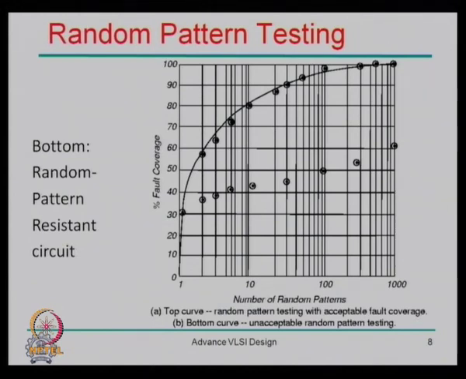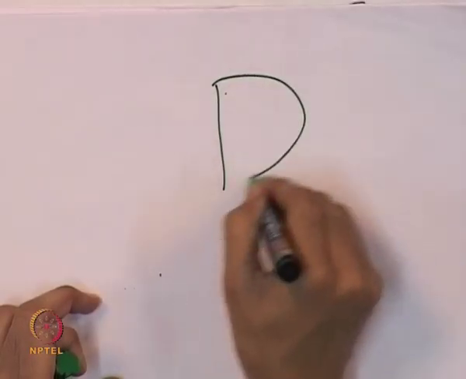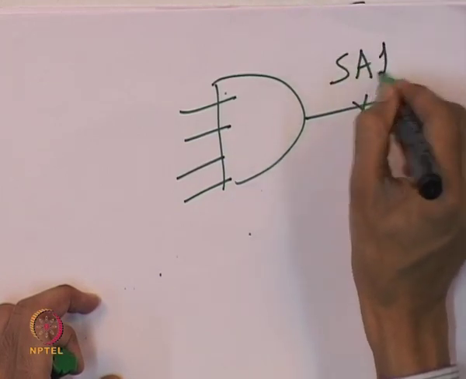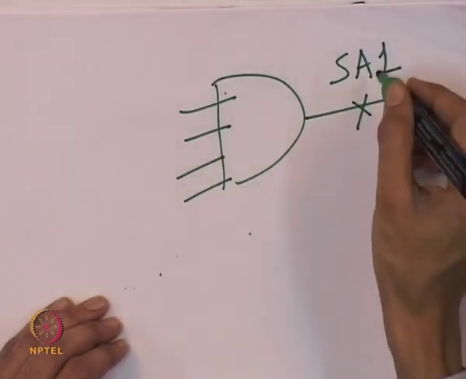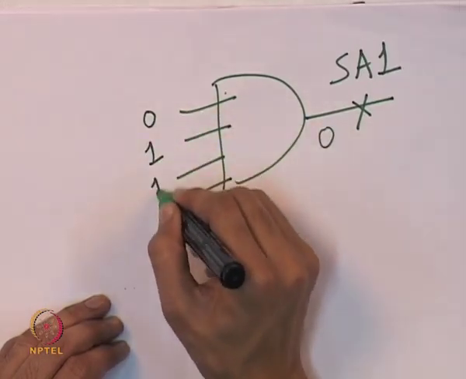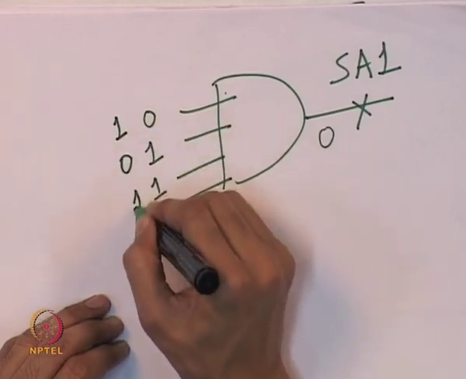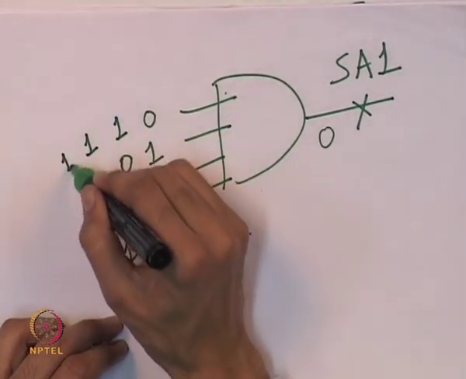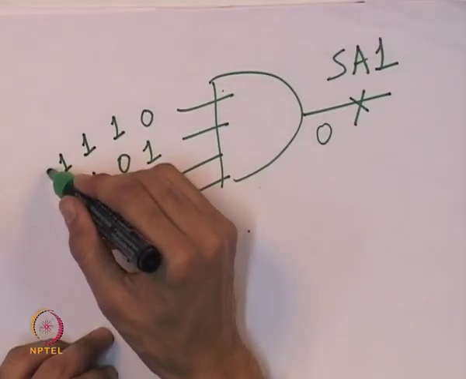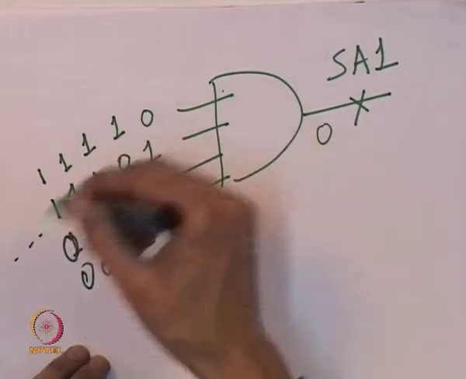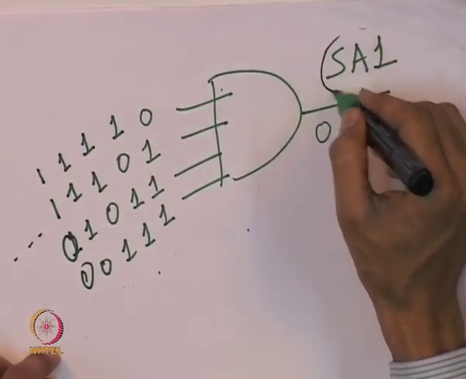If I generate some patterns randomly, let us see for example, here for this gate, say this is a 4 input gate, and if I want to generate a pattern for stuck at 1, there are various combinations. Because for stuck at 1, I want 0 here in order to excite that. So, now there are various combinations: 0 1 1 1, there can be 1 0 1 1, there can be 1 1 0 1, there can be 1 1 1 0, and so and so forth. There are so many combinations. All are able to detect this stuck at 1 fault.